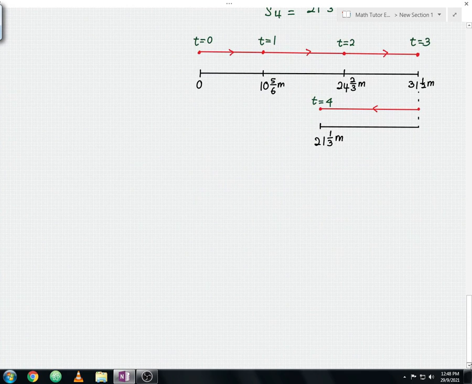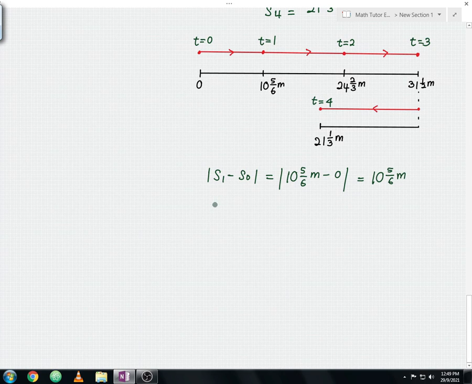The distance traveled in the first second will be equals to modulus of S1 minus S0, which will be equals to modulus 10 5 over 6 meter minus 0 close modulus, where we'll be getting equals to 10 5 over 6 meter.